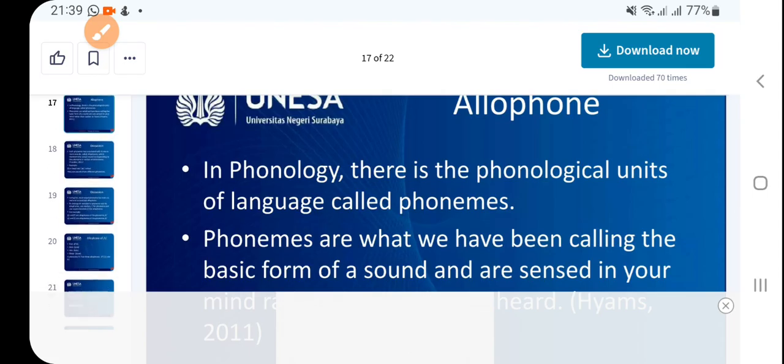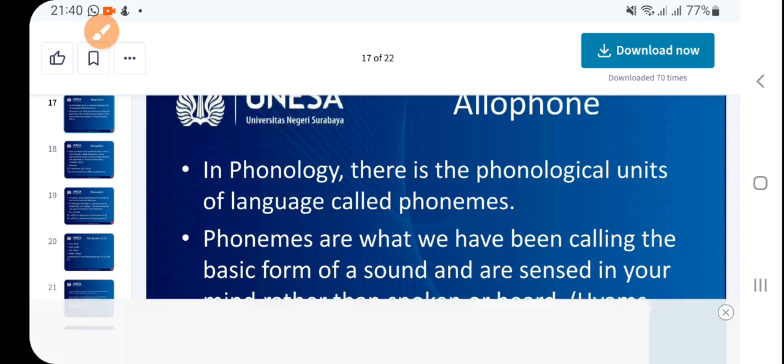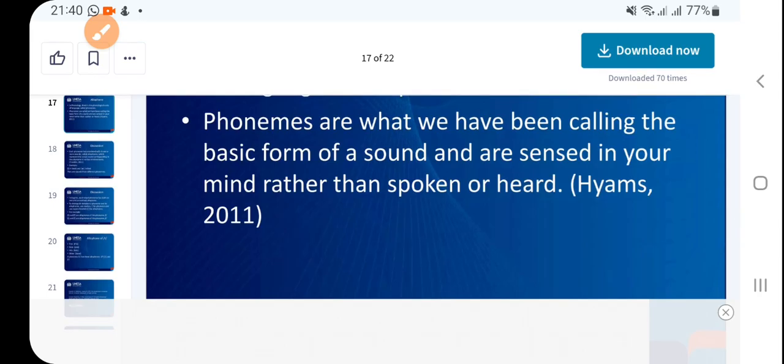Now, allophone. In phonology, there are phonological units of language called phonemes. What is a phoneme? Phonological units are called phonemes. Units, we need to have units. The phonemes are what we have been calling the basic form of a sound, or the sound as sensed in your mind rather than spoken or heard, right?